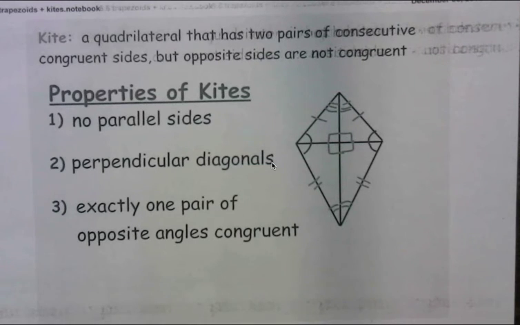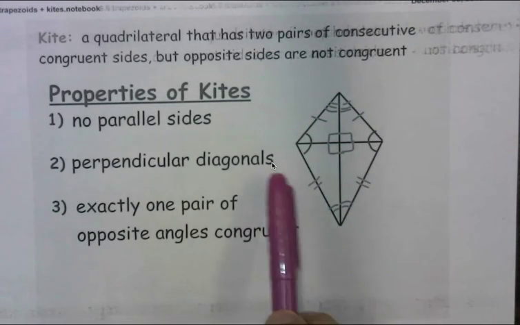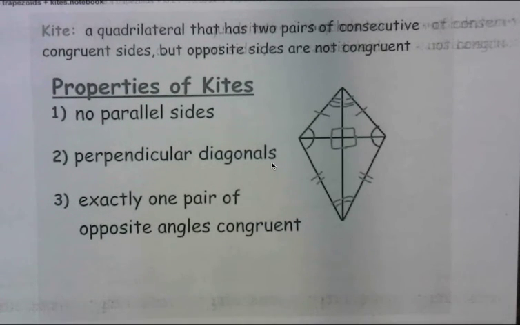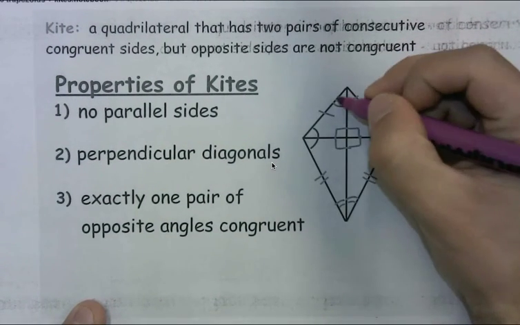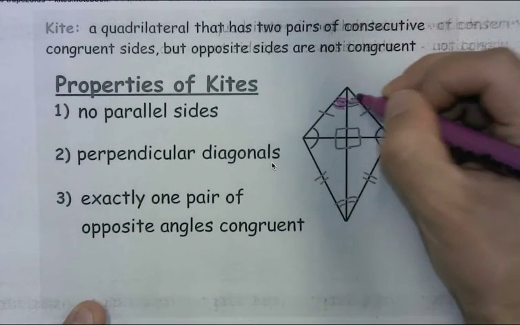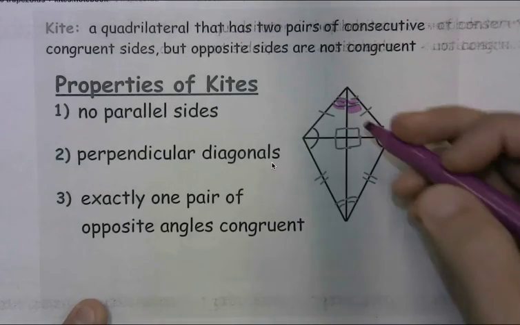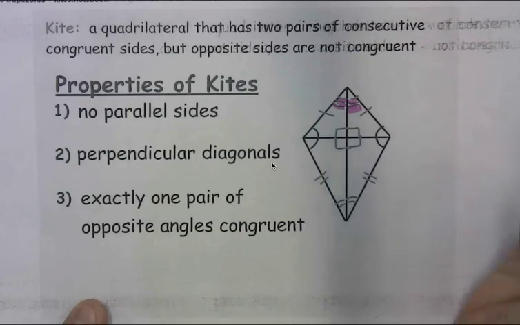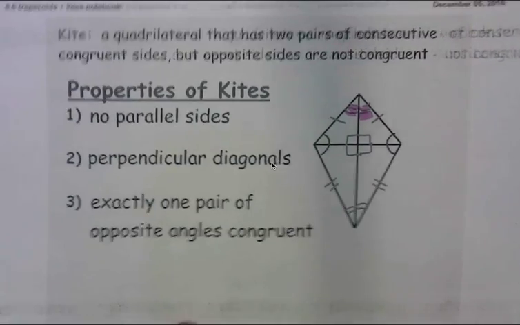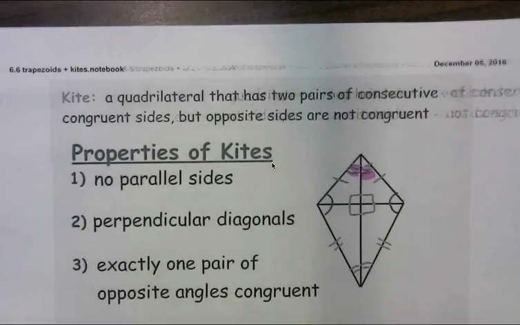For properties of kites, these characteristics are here. They don't have parallel sides, the diagonals are perpendicular, and they have exactly one pair of opposite angles that are congruent. So notice that this diagonal splits, so this top angle is congruent to this other angle. We see the diagonals are perpendicular to each other. We see a lot of angles that are bisected. And we'll see more examples of these in class.